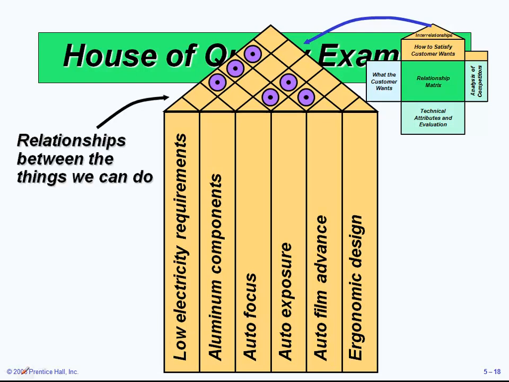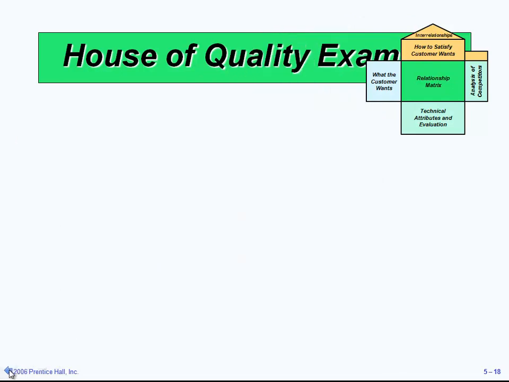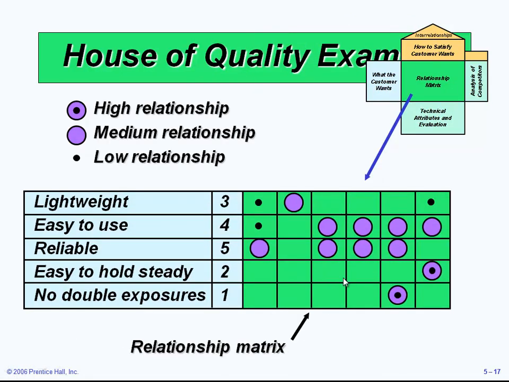Let's go back. So for a low relationship, we have the dot or period. Then we have a circle. Then we have a circle with a dot in the middle. So for the high relationship, the circle with a dot. The medium relationship, just a circle. Low relationship, just the dot.